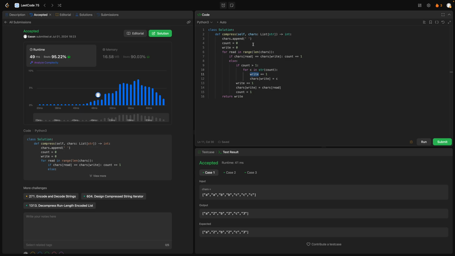For the space complexity, because we only use count and write, it's just O(1), because we reuse the chars.